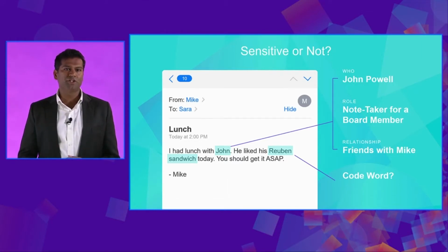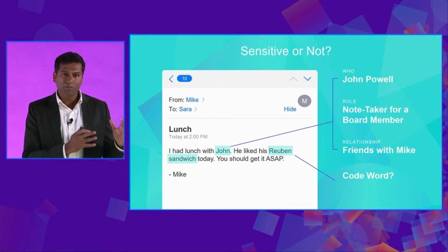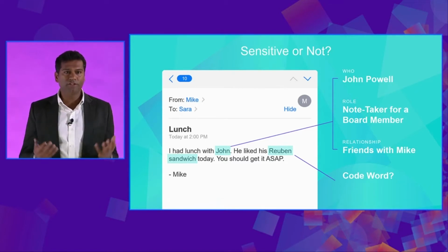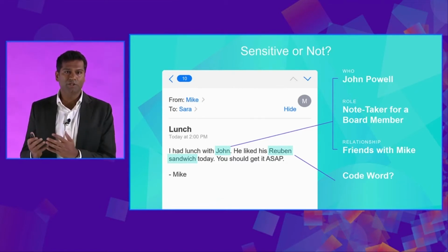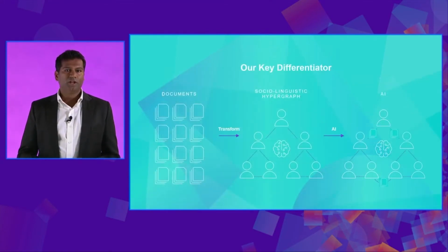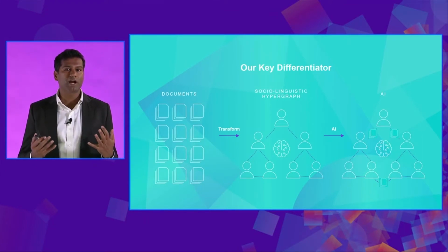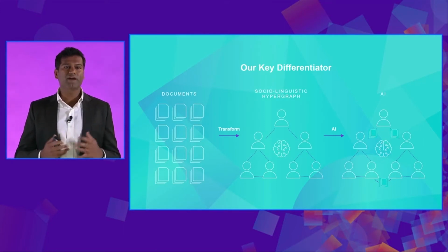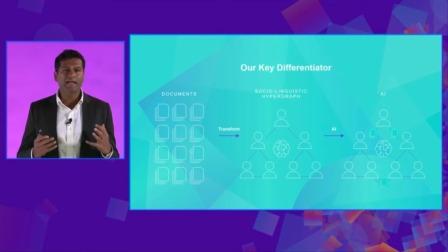Finding sensitive information goes far beyond the 4 corners of the document. It requires understanding people, their roles, and their relationships. It takes all of this context, both social and linguistic, to find sensitive needles in a haystack. For this reason, being able to build what we call a social-linguistic hypergraph is the key differentiator of our technology. We convert the haystack of unstructured data into this hypergraph representation and then apply AI to find sensitive information.